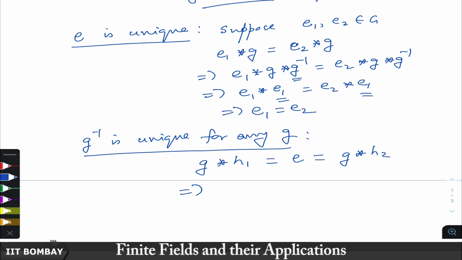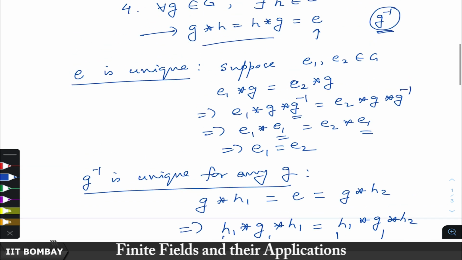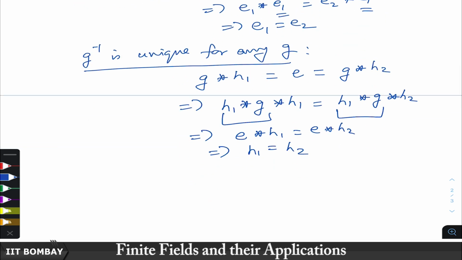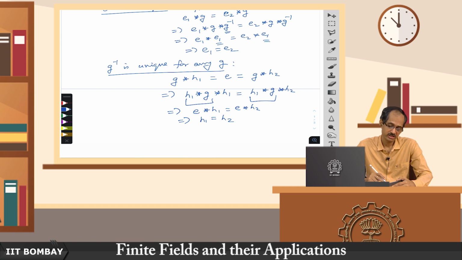So, these both are inverses, and so we can now multiply by H1 from the left, and what we get is H1 star G star H1 is same as H1 star G star H2, and this part is same as E also, because H1 is a left inverse as well, and that means E star H1 is same as E star H2, and then again it gives H1 is same as H2, a contradiction.